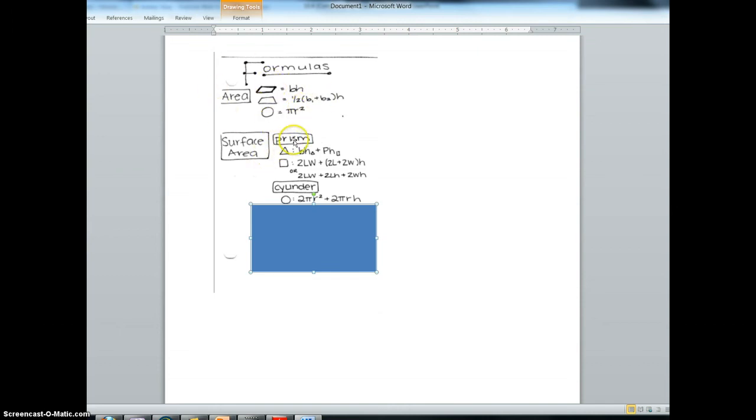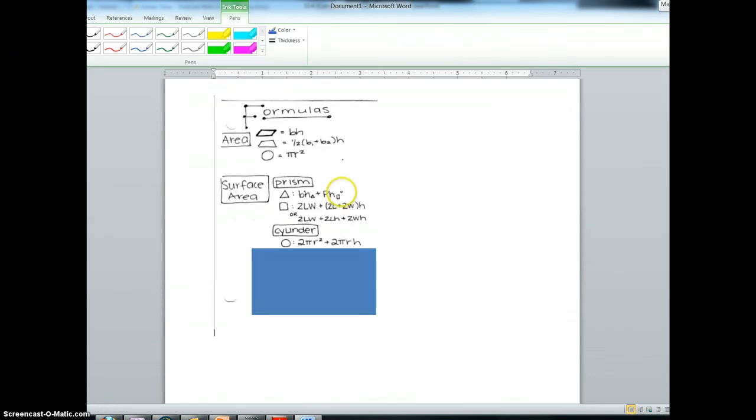Surface area of a prism. Now remember, I use specific types. If it's a triangular prism, or if it's a rectangular prism. Now I actually do something different for the triangle one on the video. The base of the triangle, height of the triangle, plus I tell you the perimeter, A plus B plus C, height of the prism. And I do not use this one on the video.